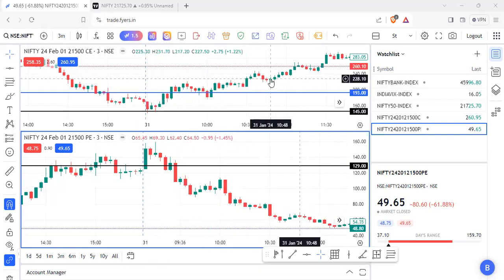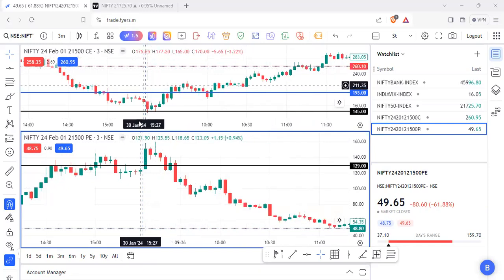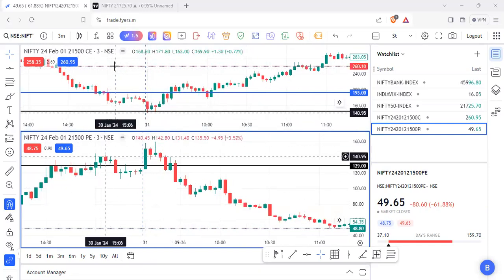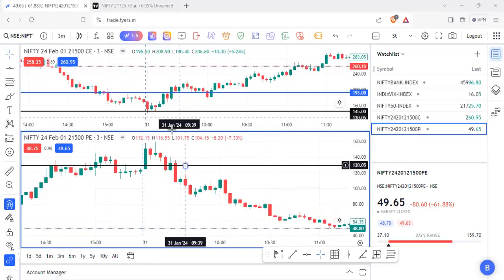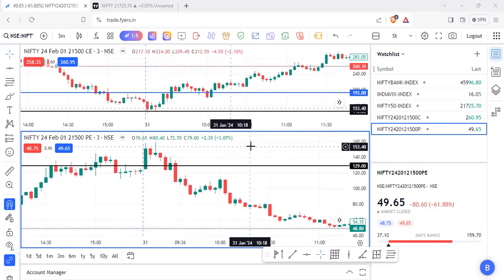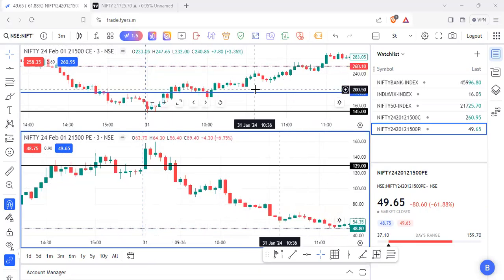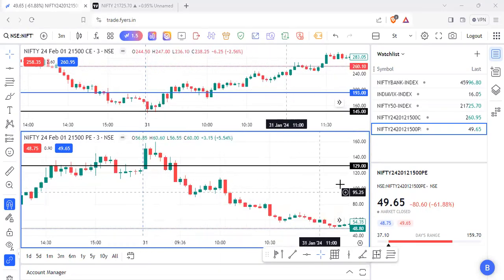So now see what happened there. This is the 21,500 call and put for Nifty on 31st January, I'm sure of this. So our BPL on the call side is 145, here you can see. And on the put side, the BPL is 129. Okay. So now what happened there?